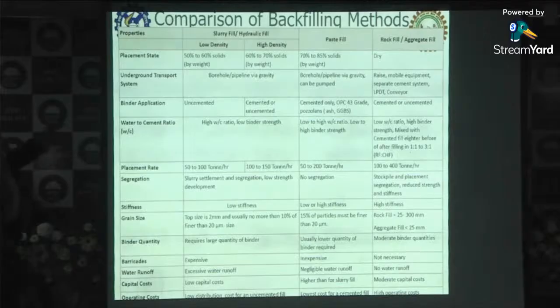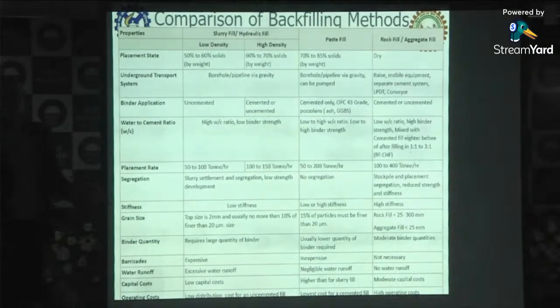Stiffness: low density fills like slurry fills have low stiffness because of the segregation of cement and so on. Paste fill has low to high stiffness, and rockfill has the maximum stiffness. Grain size: the top size is 2, and usually not more than 10%.